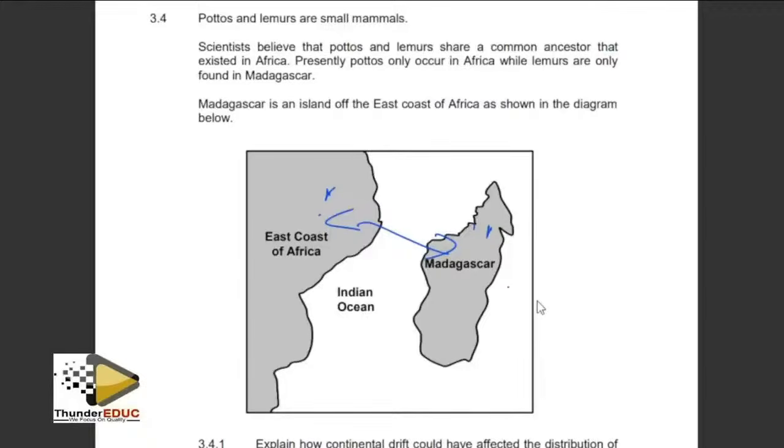Oh, someone is asking me about punctuated equilibrium. I will come there, I'm going to explain it.